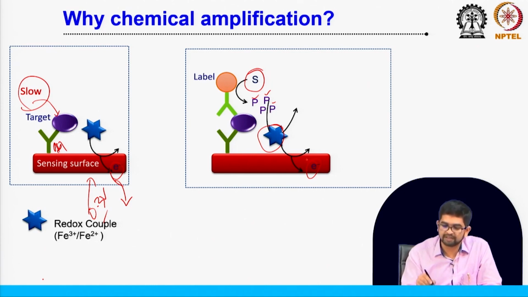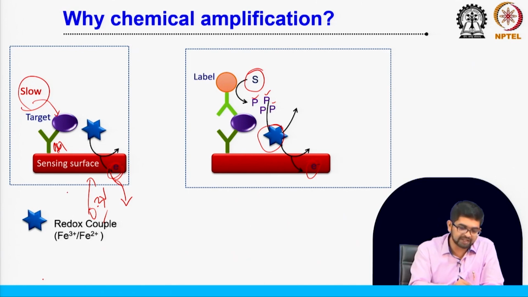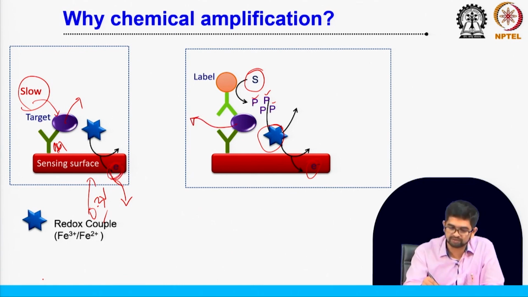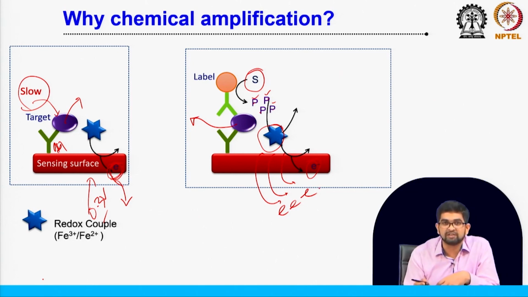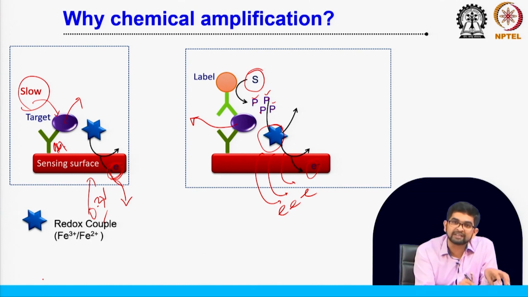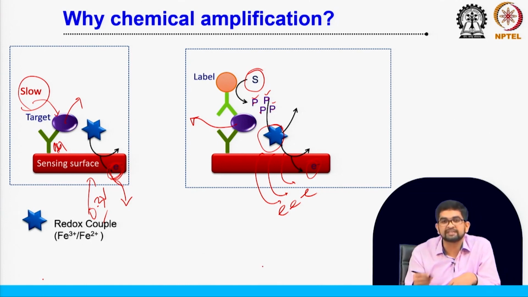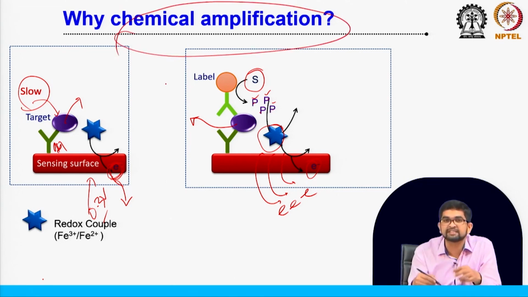So, here the number of electrons that we are getting from the surface will be much higher than this number of electrons. Naturally, here also one target, here also one target, but with one target here we are getting one electron, but here 1, 2, 3, 4 products, and they will get released, and maybe here we will get almost 4 electrons. So, we are amplifying the signal, that is called amplification. Although you have one target, you can amplify the signal because of these chemical reactions. So, this chemical reaction is actually amplifying your signal.